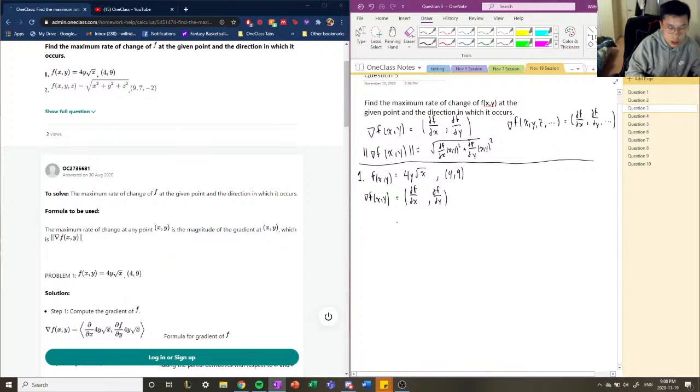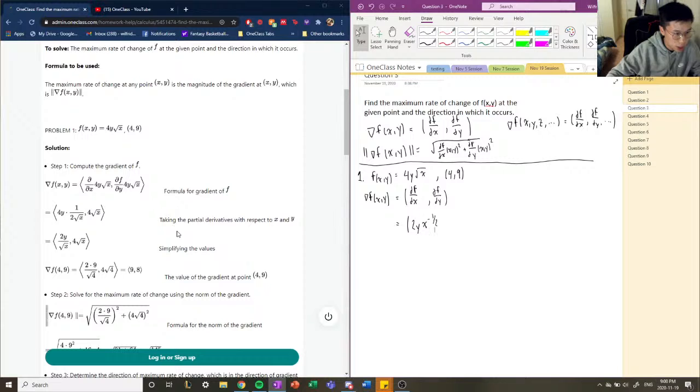Okay. So if we look at our function here, the partial derivative with respect to x would be 2y times x to the power of negative 1 over 2. Let me just check to make sure that's correct here. Yep, so 2y times x to the power of negative one half. And our partial derivative with respect to y would be 4 times root x. Okay, so these are our partial derivatives.